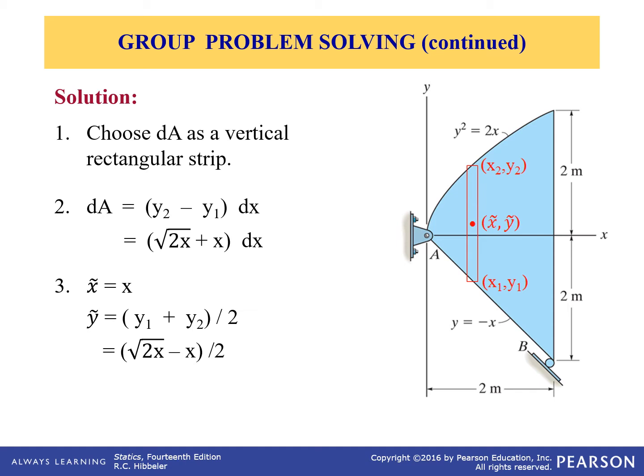Right, we need to express that x. How do we find that x? Well, it's in the center, right? So if you take the distance, the y1 plus y2, and you divide that by 2, that would be the center of the rectangle. However, if you notice, we've got a dx term, so we need to express those y's as x's, so we do that. So our y bar term is the square root of 2x minus x divided by 2.